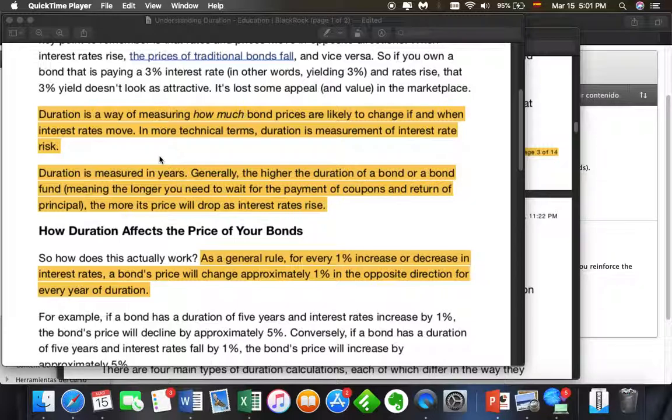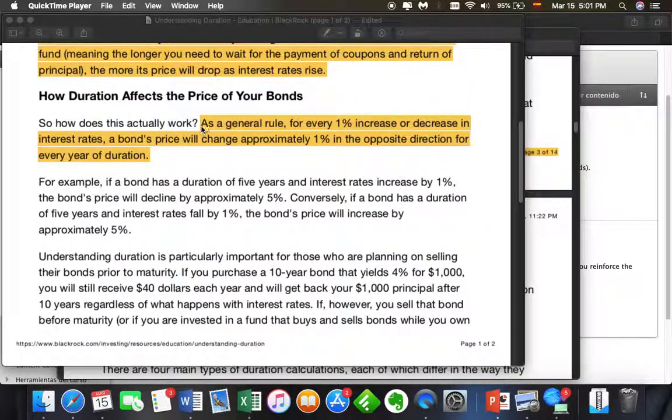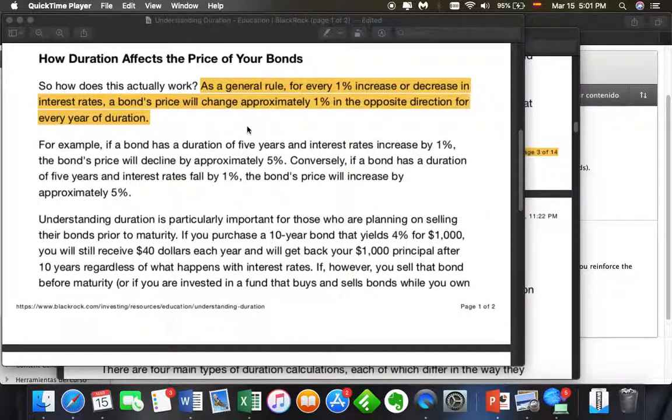Okay, now duration is measured in years. Okay, and you will see later on that it's also a fraction of a year, and what matters is that it's going to tell us how much percentage the price is going to move. So if you read at this part, as a general rule, for every 1% increase or decrease in interest rate, a bond price will change approximately 1% in the opposite direction.